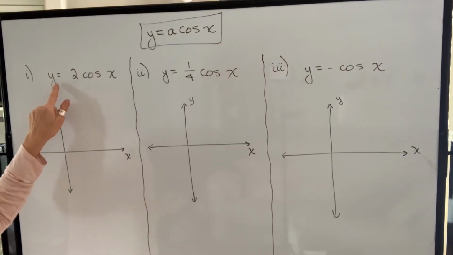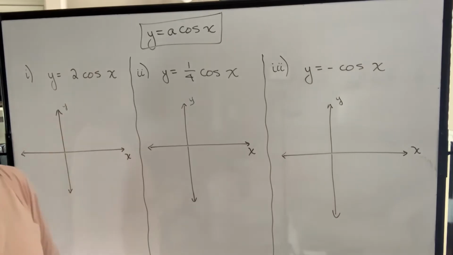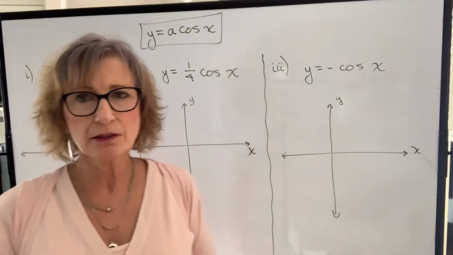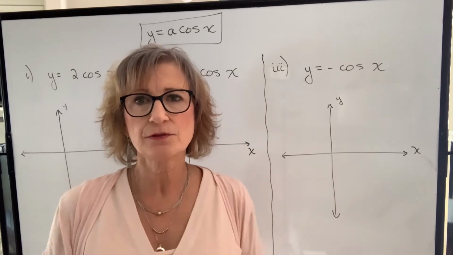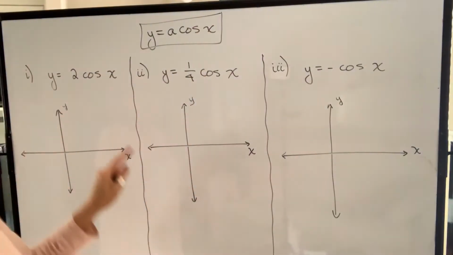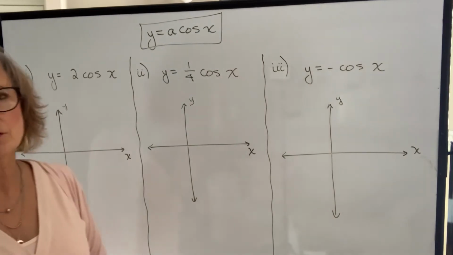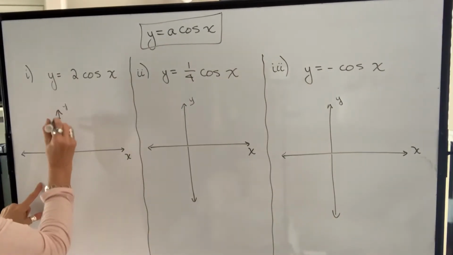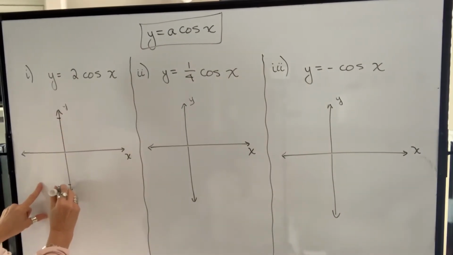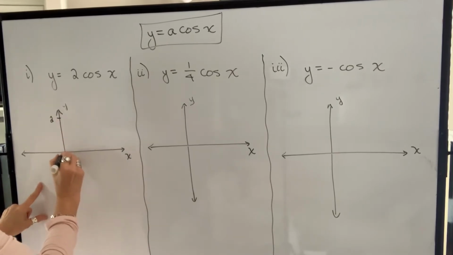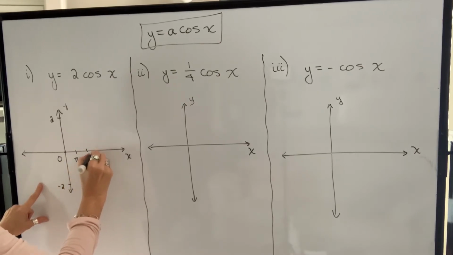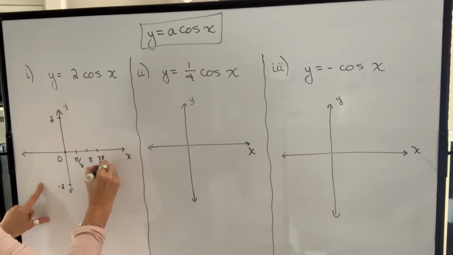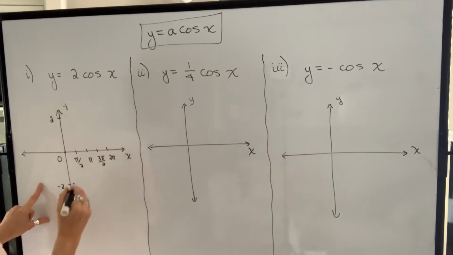If we were to draw y equals 2 times the cos of x, we're going to use the same 5 key x values, and our y values will all be double what they were with our basic function. So our amplitude is 2 instead of 1, but our x values are the same: 0, pi over 2, pi, 3 pi over 2, and 2 pi.